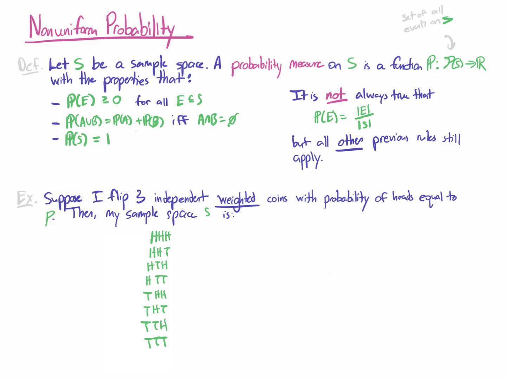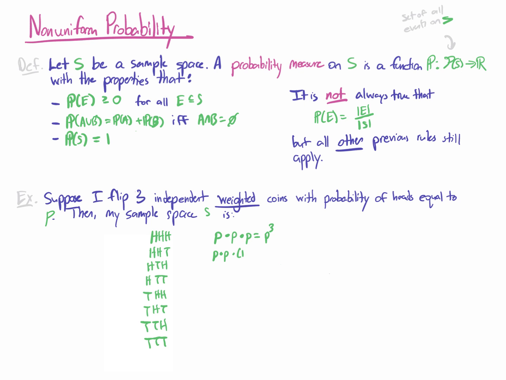So I know that the probability that the first coin is equal to heads, that probability is P. The probability the second coin is equal to heads is also P, and because I have independence, I can multiply. And so the probability of 3 heads is equal to P cubed. Again, I do not know what P is. I don't have to know what P is, but I know the probability of 3 heads is equal to P cubed.